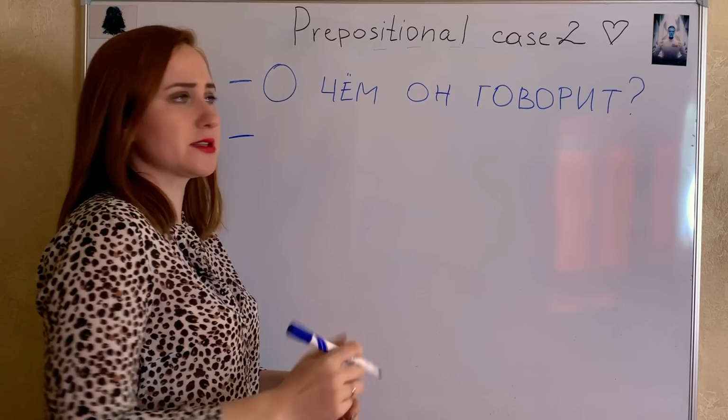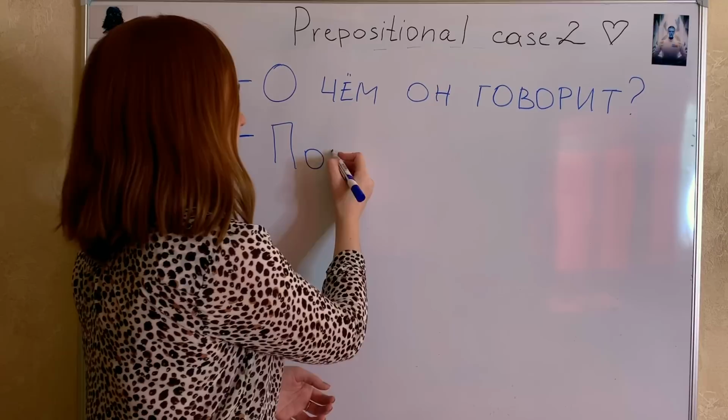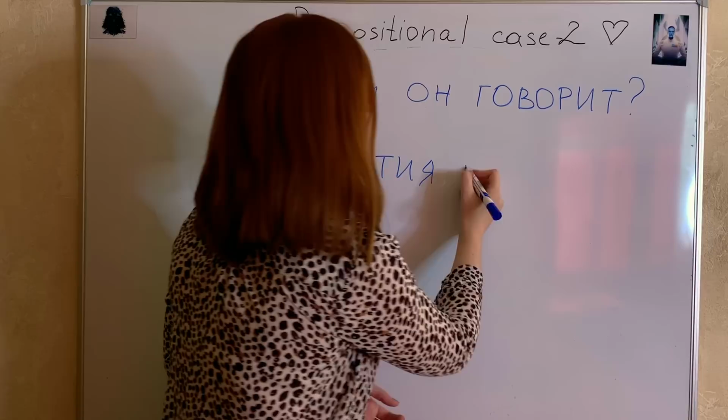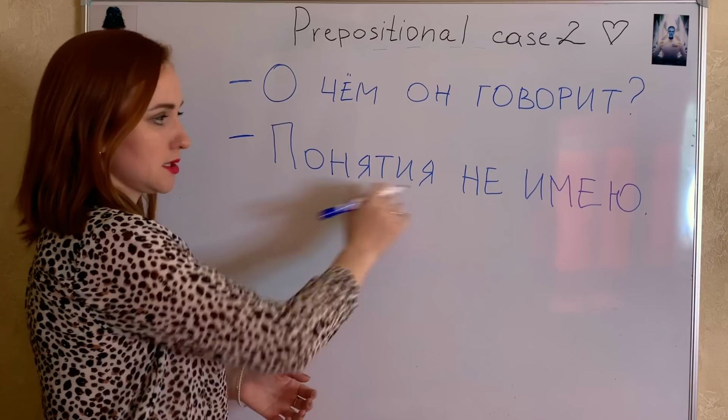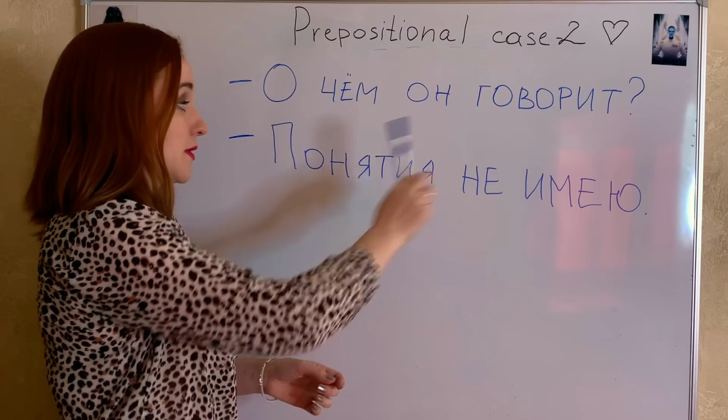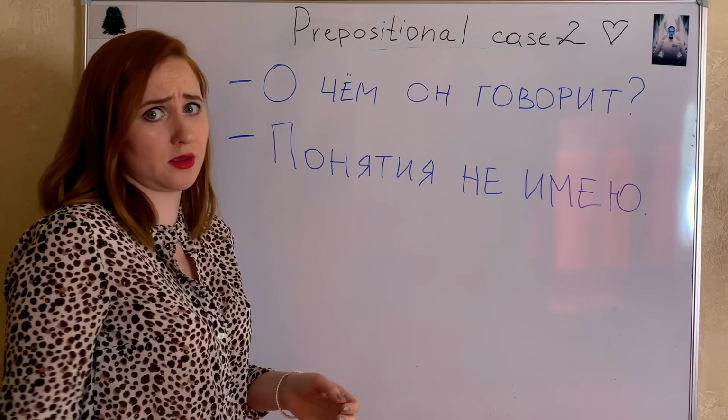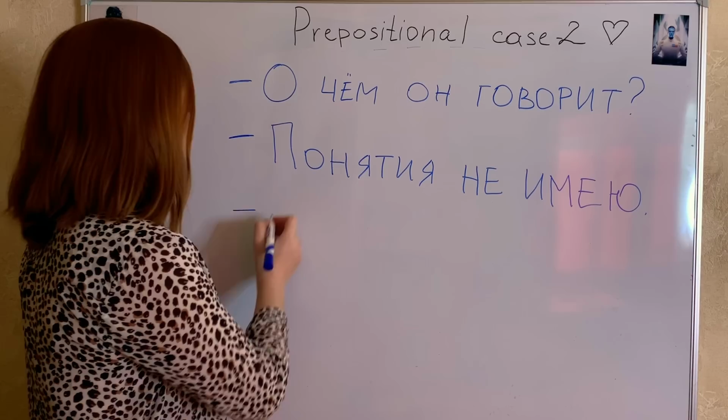By the way, let's write it down. It's so cool how to say I have no idea in Russian. It's понятия не имею. So it's a little bit of slang for you. Понятия не имею. So if you want to impress one of your Russian friends when they ask you something, instead of saying I don't know, не знаю, you can answer понятия не имею. I have no idea. Okay?